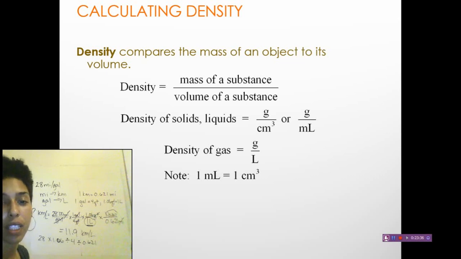All right. So here we have density, grams over centimeters cubed or grams over milliliter. Centimeters cubed and milliliters are interchangeable. Usually we use centimeters cubed for solids and milliliters for liquids. So you've got to remember density is always going to be in grams per milliliter or grams per centimeters cubed. Density of gases is given per liter.